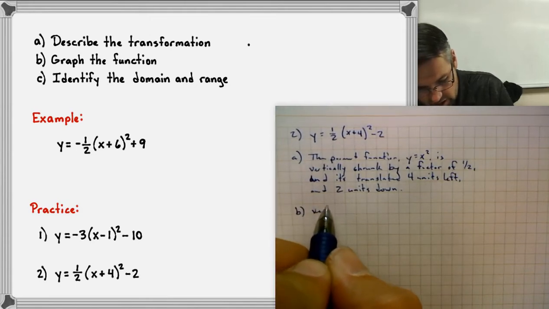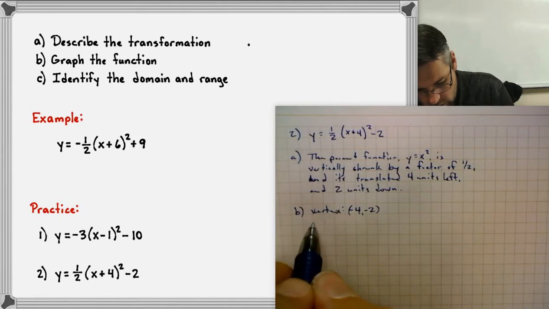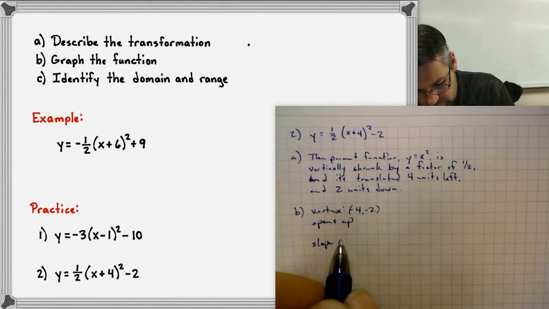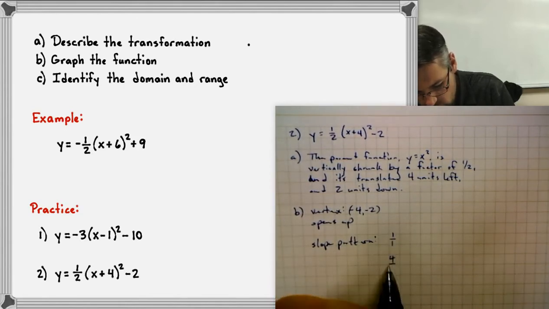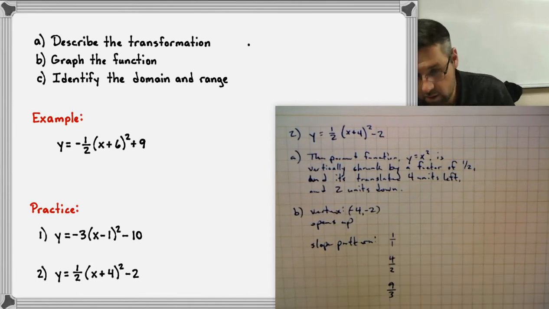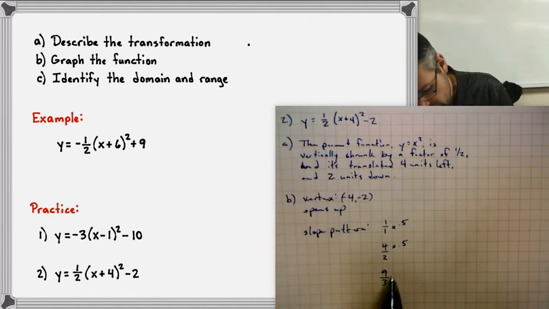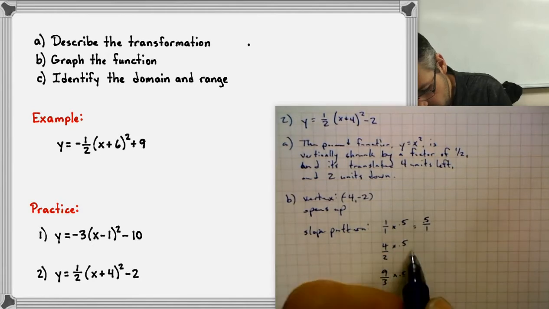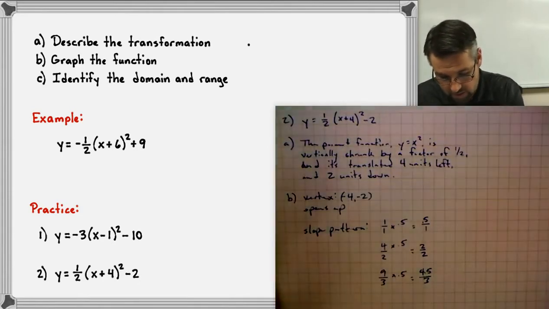We would say the vertex is going to be (-4, -2). We know that it opens up in this case, and our slope pattern of 1 over 1, 4 over 2, and 9 over 3 are all going to be multiplied by 0.5 because that's our a value. So we would end up with 0.5 over 1, 2 over 2, 4.5 over 3. And so we can graph that pretty easily now.